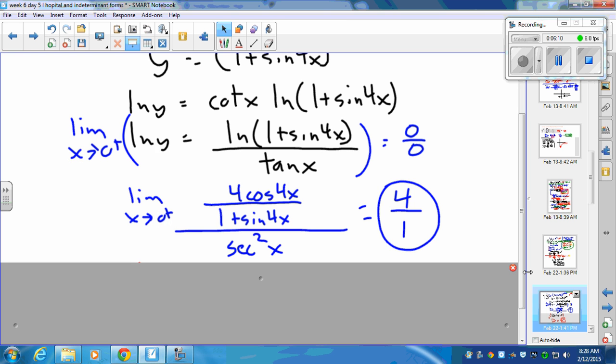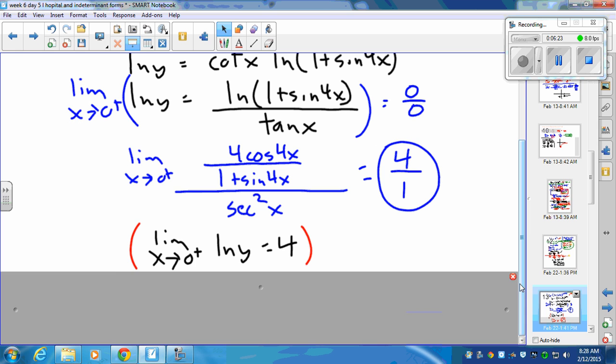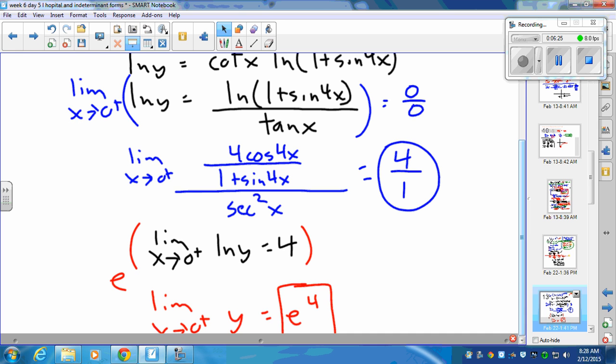I probably would have showed the step where that 3-tiered fraction merges into 2 tiers. But anyways, that goes to 4 over 1. Now remember, that is for ln. So your answer is 4 for the ln version. So to get rid of the ln version, you e it, and you just learned it is e to the 4th. So hopefully that's okay on that problem.